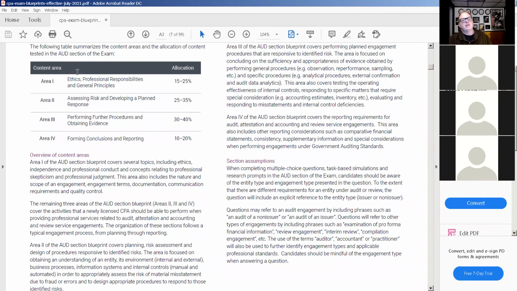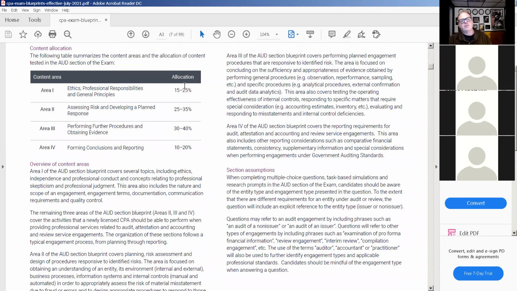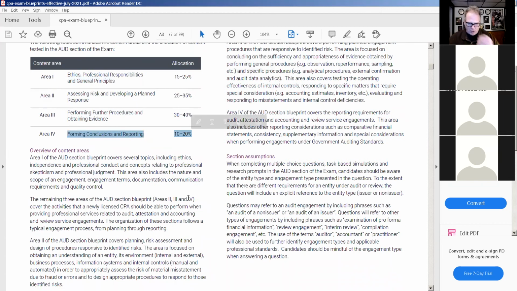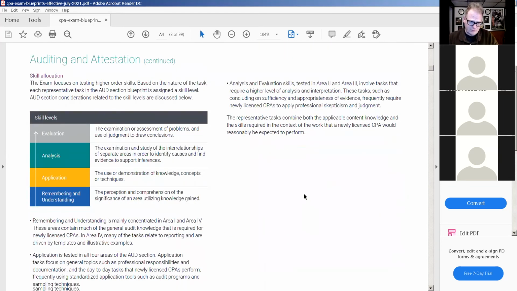For instance, here they tell you that ethics and professional responsibilities would be 15 to 25%. Assessing risk, which we're going to talk about in the next chapter, 25 to 35%. That's a big one. Performing further procedures, like the testing we just did, would be part of it. And then forming a conclusion and reporting, this would be writing the audit report. So that audit report that we saw the first day, that's what that's talking about. How do you write the audit report once you finish everything?